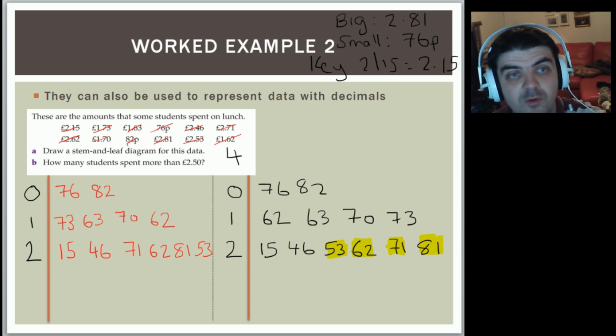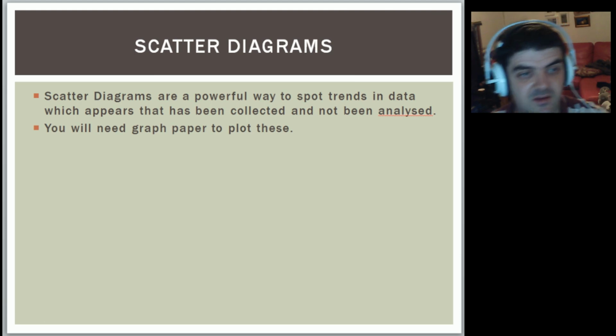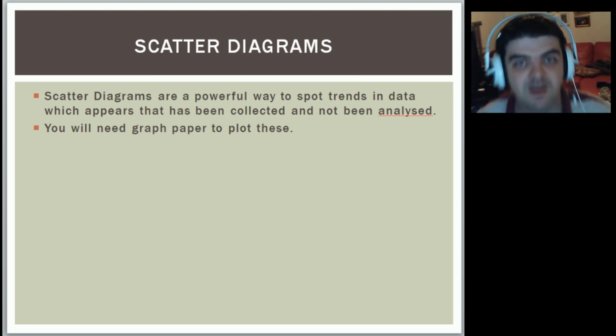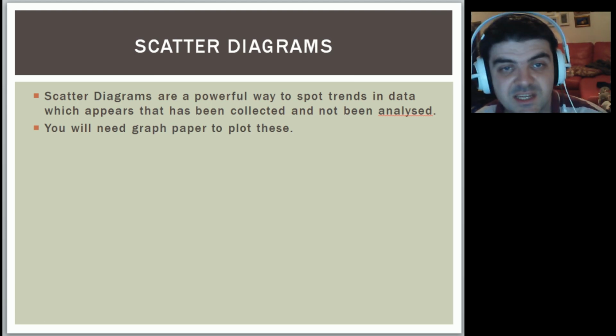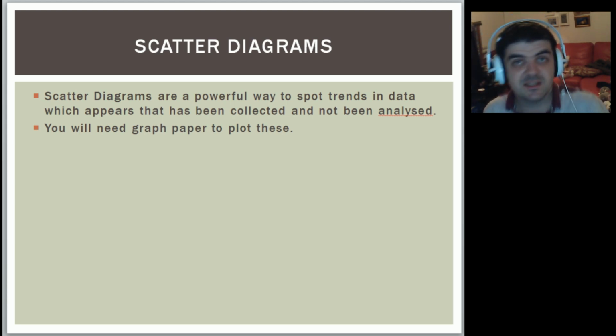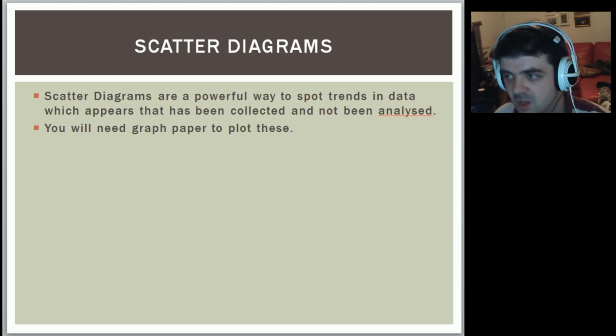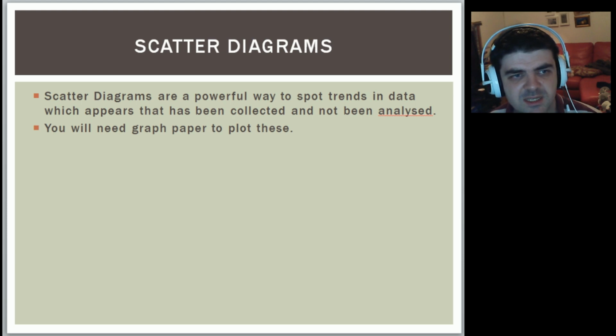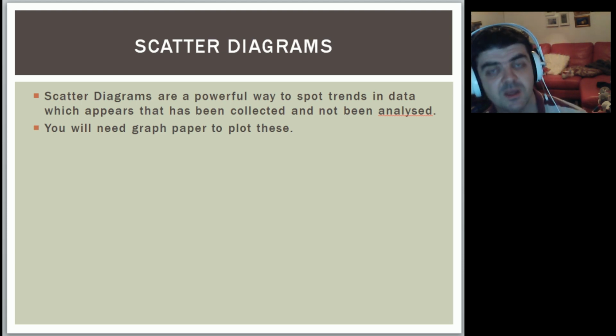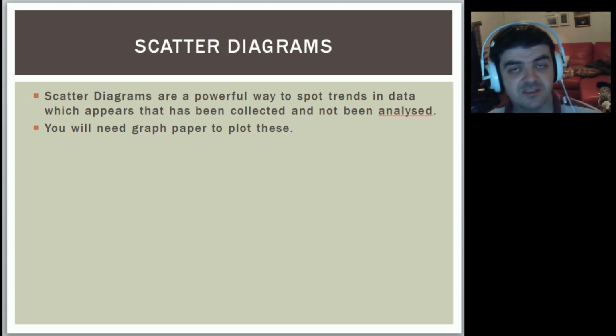Okay, we're going to move on to scatter diagrams. Scatter diagrams are powerful ways to spot trends in data which has been collected and not analysed, and you'll need graph paper for these. So where do scatter diagrams come into play? Say you've collected a whole load of data and you want to see if there is any correlation between the data. You would use a scatter diagram to plot these two things against each other and then see if there are any trends. The best way to really do this is to look at an example.